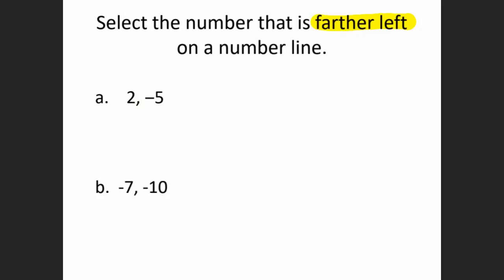Well, in this case, our smaller number is -5. And our smaller number is -10. Further to the left means which number is smaller.